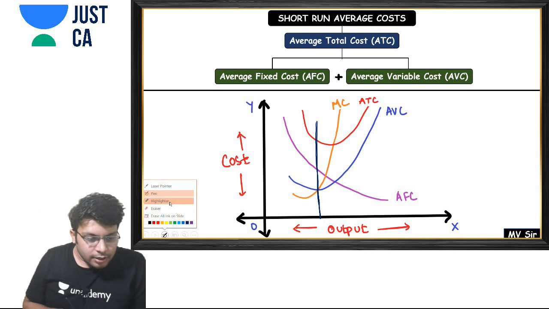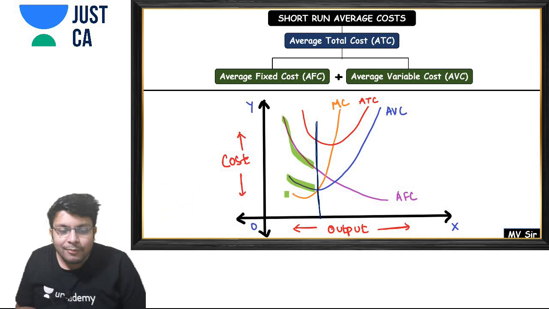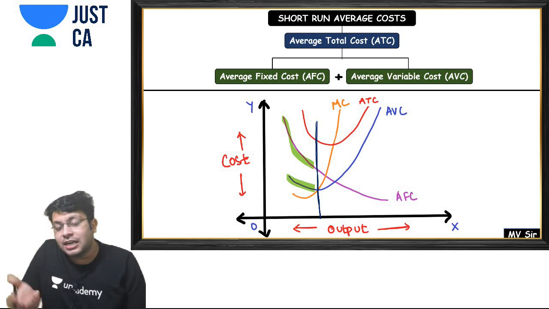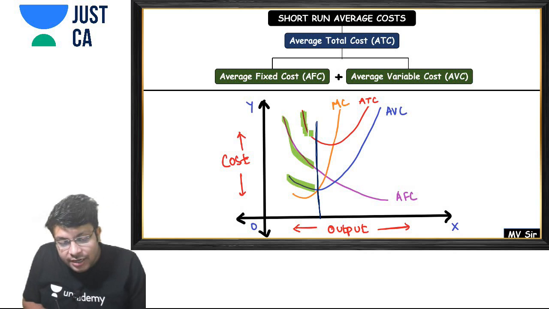Here, your average fixed cost is also decreasing. Your average variable cost is also decreasing. Both of them are decreasing. And by adding average fixed cost and average variable cost, you get average total cost. So your average total cost is also decreasing over here.